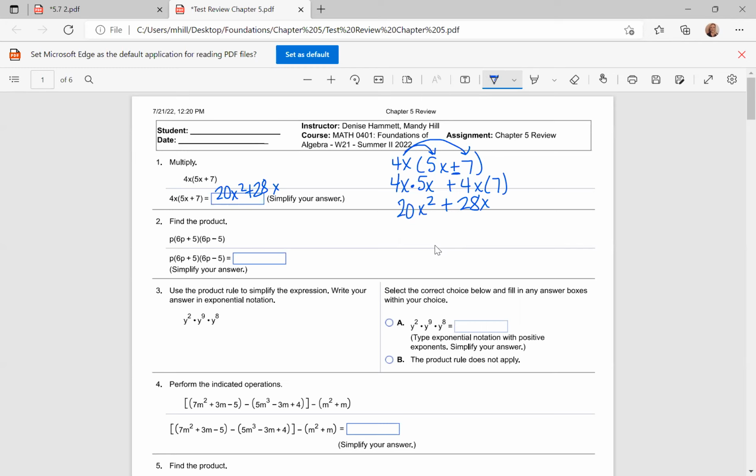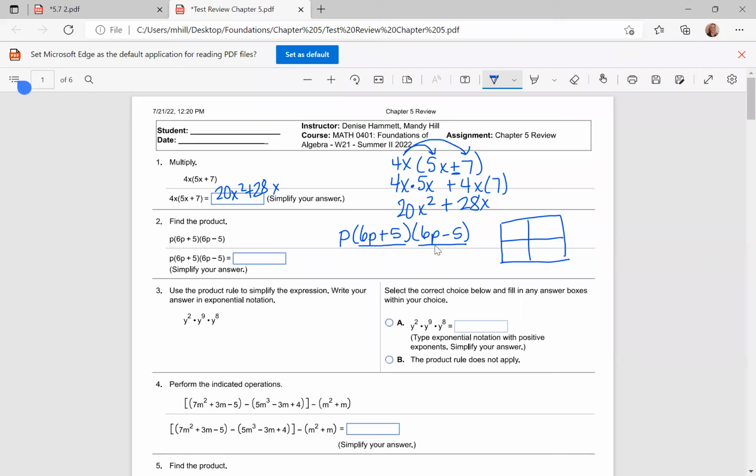Okay. So on this next problem, we've got p times 6p plus 5 times 6p minus 5. When we were working these type of problems, we kind of did some of these yesterday. I would do this, multiply these two first. And then when we were doing them yesterday, we put a box. We said, okay, so I'm ignoring this p on the outside right now. I'm going to do that in the end.